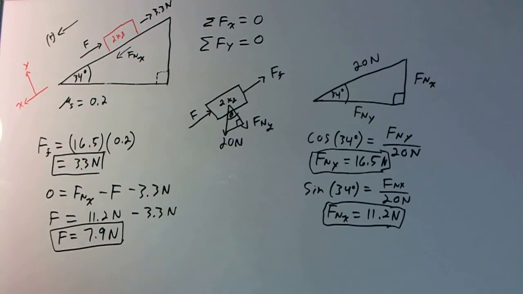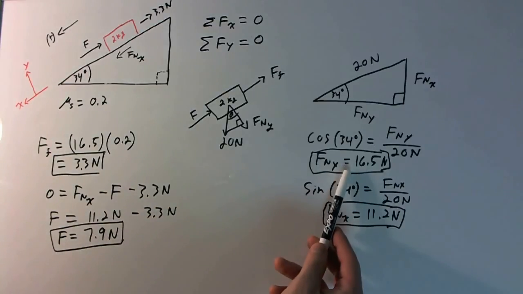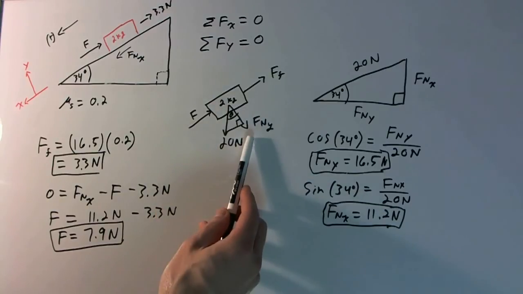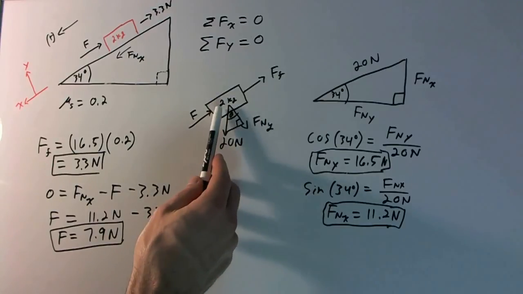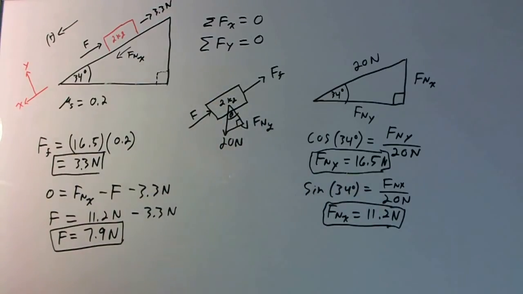Moving on. The force of friction is going to be equal to 16.5, which is the y component in this case, right? So that's the force that's exerted, again, on the plane by the block. And you multiply that by the coefficient of static friction, which was given in the problem, and you get the fact that the force of friction in this case is going to be equal to 3.3 newtons. And that's going to be the force that's resisting the motion. That's going to be right up here, right?